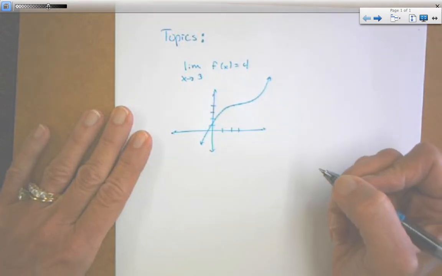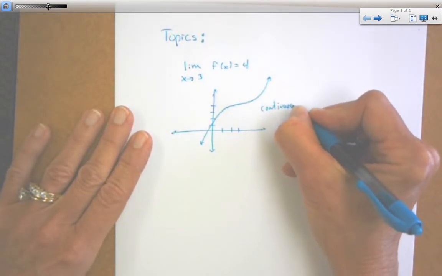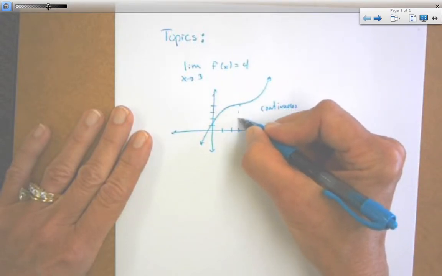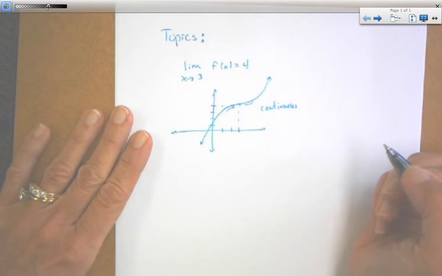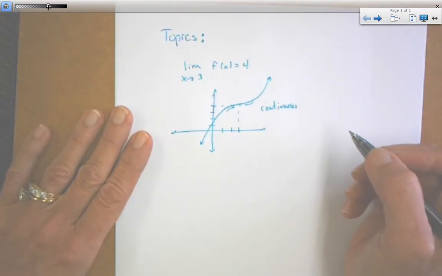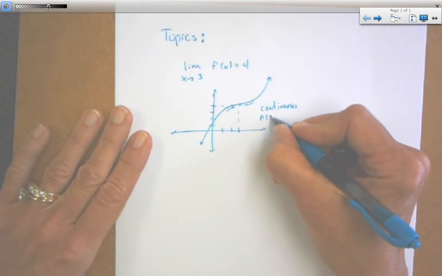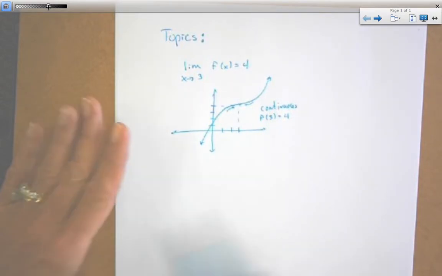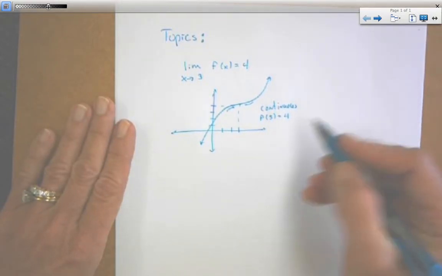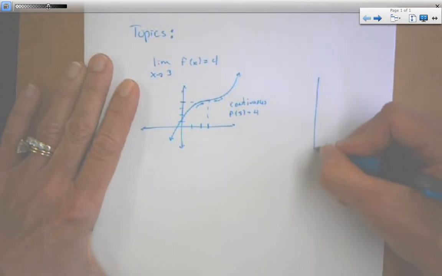So what do you notice about this curve? It's continuous. The limit coming from the left and the right both equal 4. And the value of f of 3 equals 4. So it's continuous at that point, and the limit's equal on both sides, so the limit exists, and it makes a nice little graph. But what if I had this?